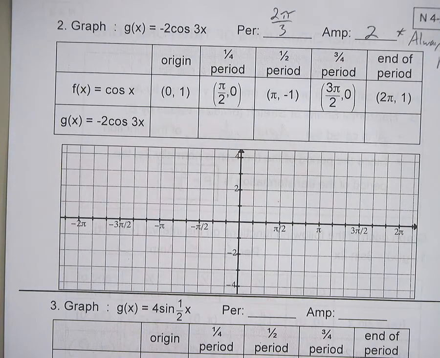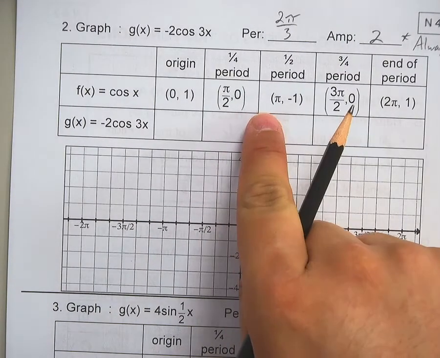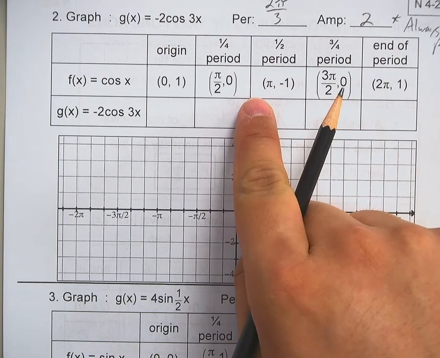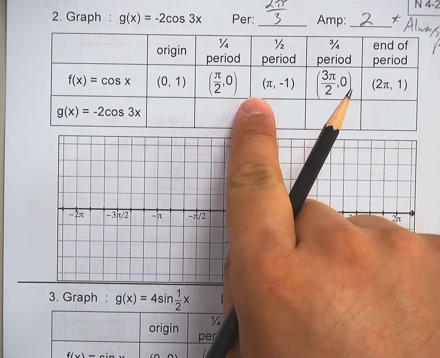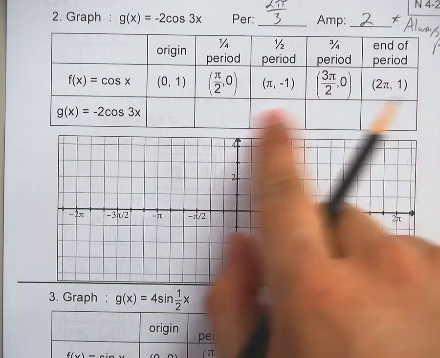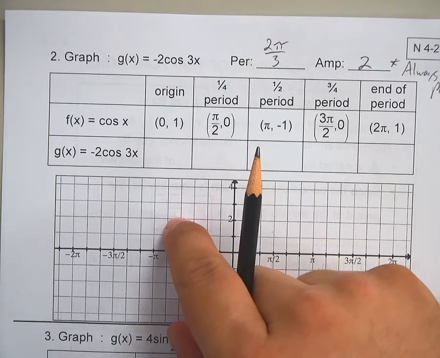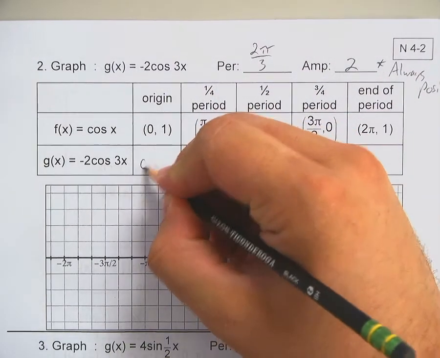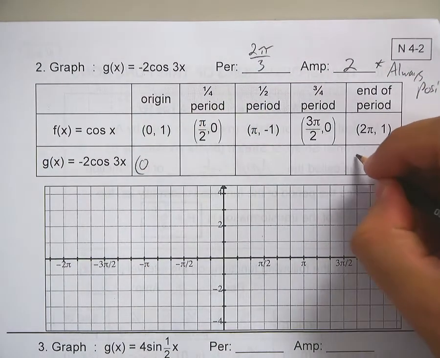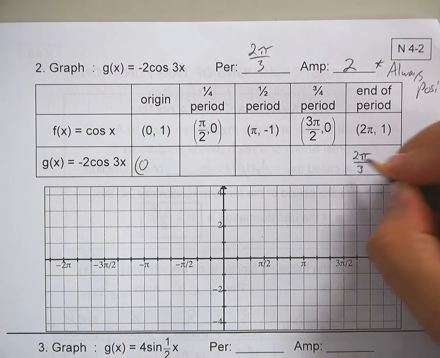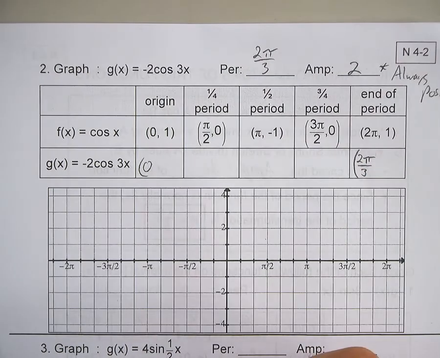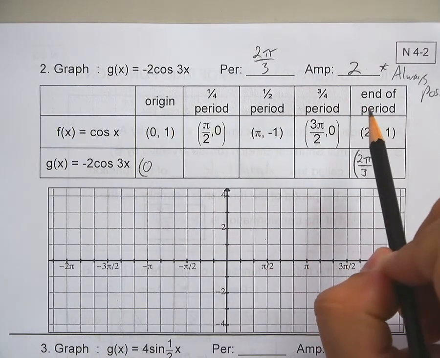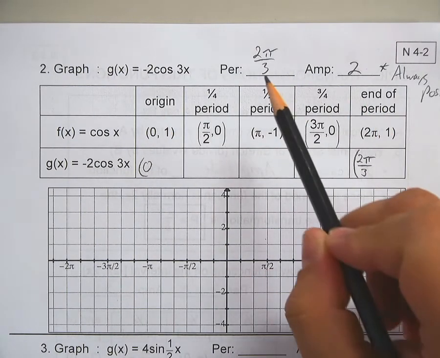Okay, so let's set this up. Here's the original cosine function. This is just so it'll be a little bit easier for us. This is the original. My original period here was 0 to 2 pi, and now my period is 0 to 2 pi over 3. All right, so notice it goes from the origin to the end of the period. The end of my period is 2 pi over 3.